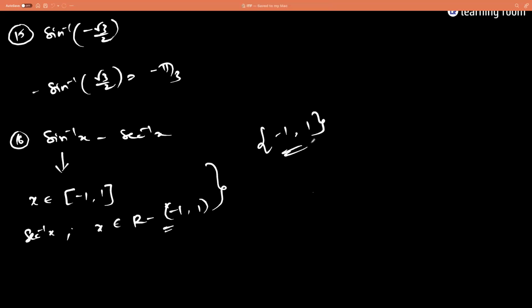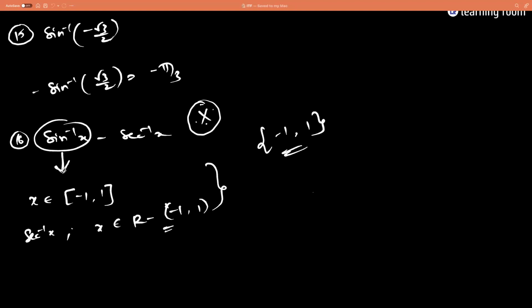Are you able to understand? It's a good problem actually. Is there anyone having doubt in this? So can you explain that? See, for sine inverse x, you can substitute any value of x between -1 to 1, where -1 and 1 are included. Similarly, when you talk about secant inverse x, in the place of x, you can substitute any real number except the values between -1 to 1. Is that point clear?